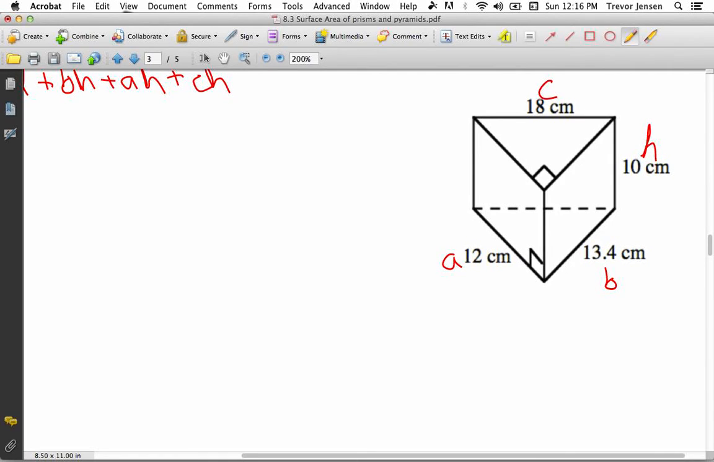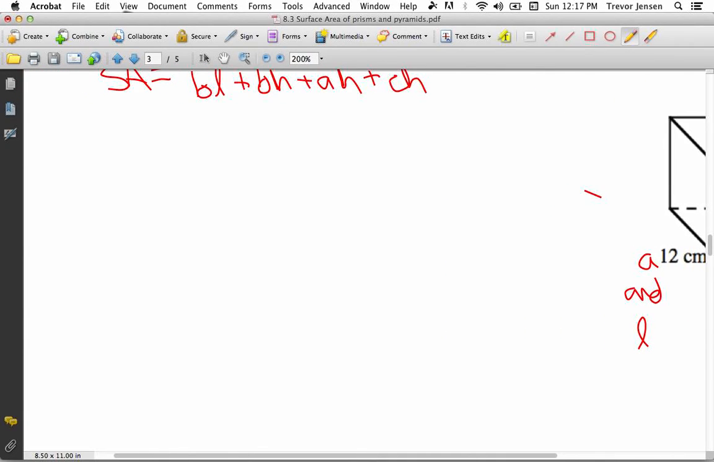Next thing you want to do is actually label the height of your triangular base. And we use an L for that. So remember I told you that the legs are the base and the height? So I've labeled this leg the base. That means this leg has to be the height of the triangle base. So this is your A and your L. So the A and the L in this case are the same. Okay? So the height of your triangular base is one of the legs, and this is one of the legs, therefore that is the height of your triangular base. So that's your A and your L. So we're going to use 12 for A and L.